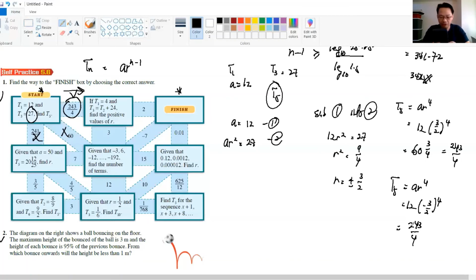So negative 3 over 2 to the power of 4 times 12. Same answer, 243 over 4. So both values of R will give you a similar value. So that's why this is the answer. Then the next one I leave it for you to try.